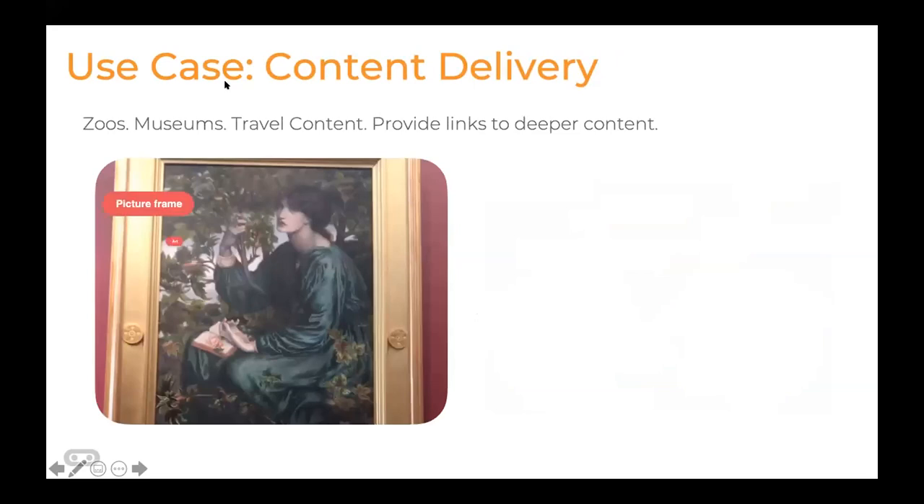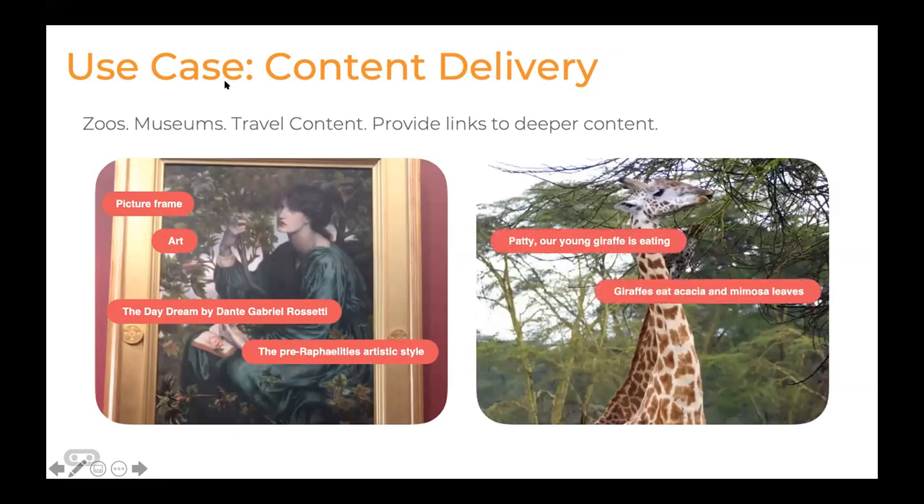Content delivery. We've got a video of this if you want to see it, but we trained for artwork, and essentially you can go into a museum, look at artwork with your phone, and when you get a hit, you can click on that and receive more content. The same works at zoos, right? What is this giraffe doing? This giraffe is eating. And obviously that's true, but there's more interesting content like acacia, mimosa, how much food they eat. This kind of content we can provide through tagging and provisioning of content.